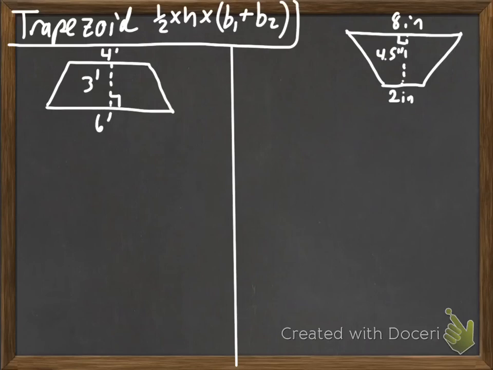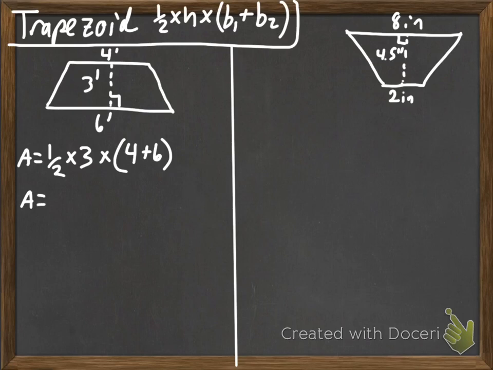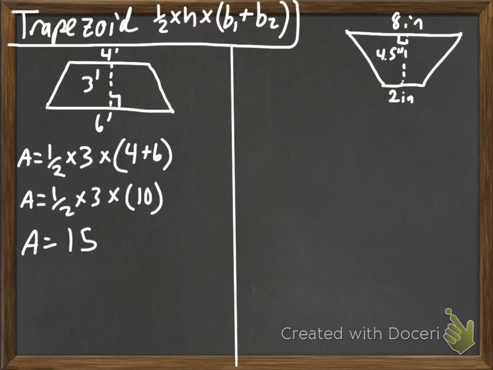So we're going to do the area equals 1/2 times the height. The height is 3. The height connects our 2 bases. Times base 1. So let's say 4 plus 6. 4 plus 6 is 10. So I can go ahead and simplify that if I want, and I do. I'm doing it in my head, and I get 15 feet squared as my solution.